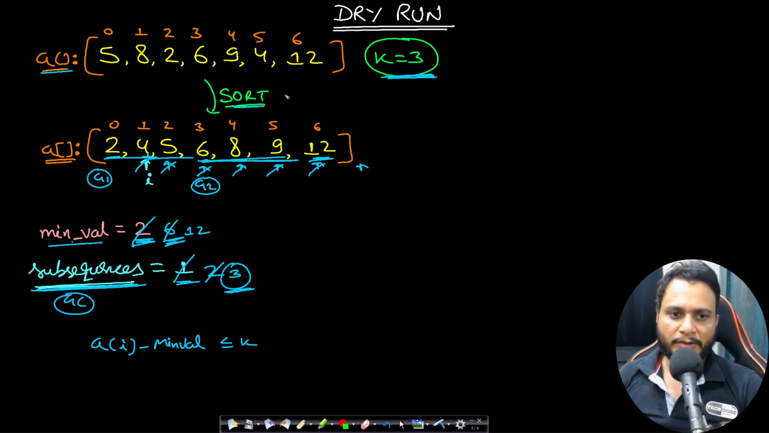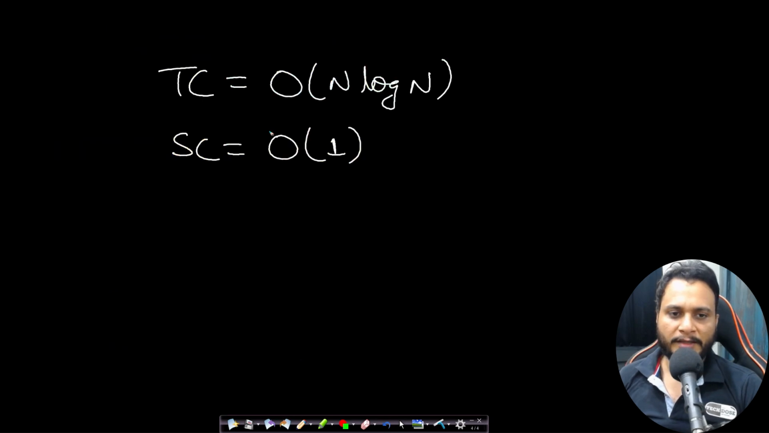So in this case the sorting step took n log n time, and the iteration step took order of n. So if you add them together, it is going to be order of n log n, and the space complexity being order of 1. I hope it is clear. Let's now look at the code.